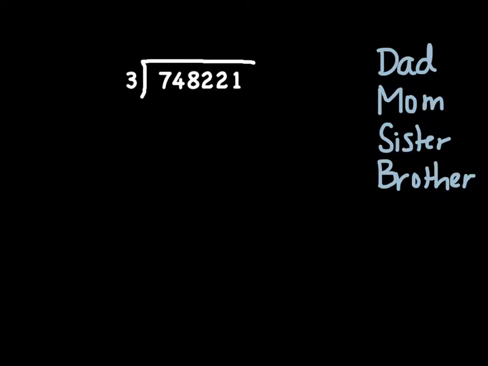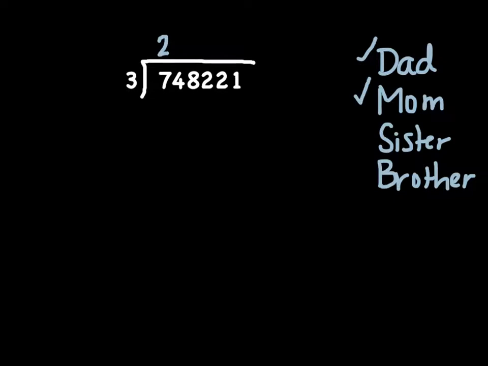So first we're going to start just like the last time with division. So when I look to divide, what I want to know is, does 3 go into 7? This time, yes, 3 does go into 7. How many times does 3 go into 7 without going over? It goes in 2 times. So up above the 7, we're going to put a 2.